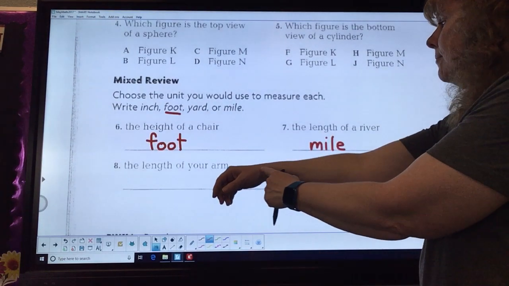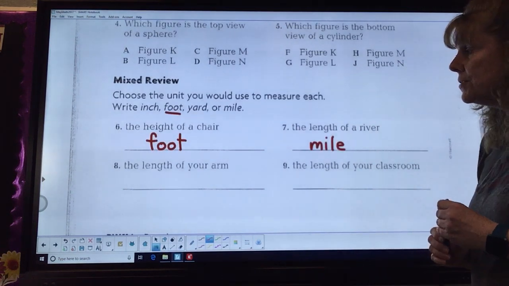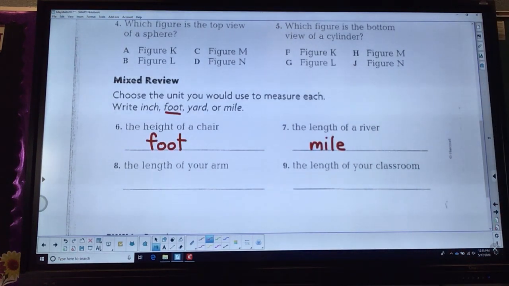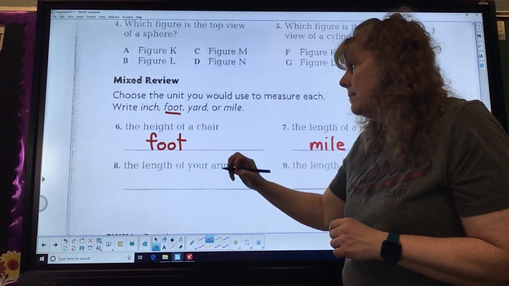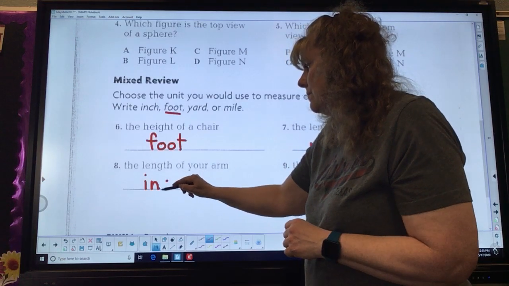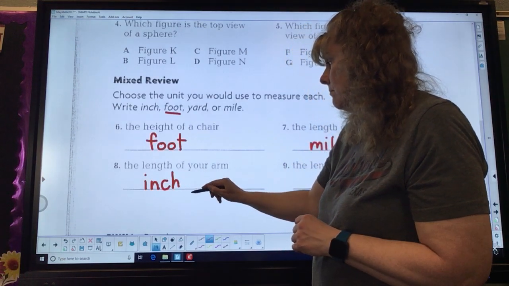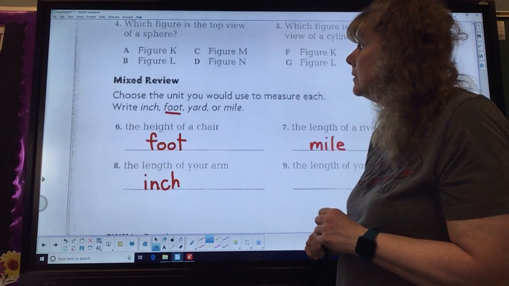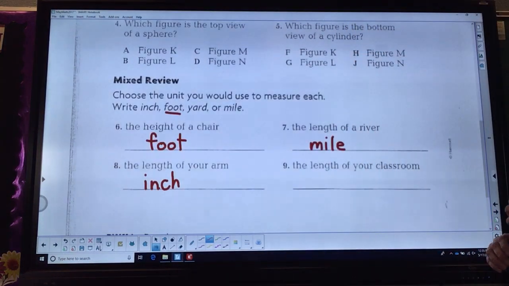And how about the length of my arm? This one I really think could be either. You could probably use foot. It might be a little bit big. But you could either use an inch, possibly a foot, but I think inch would be a better choice.